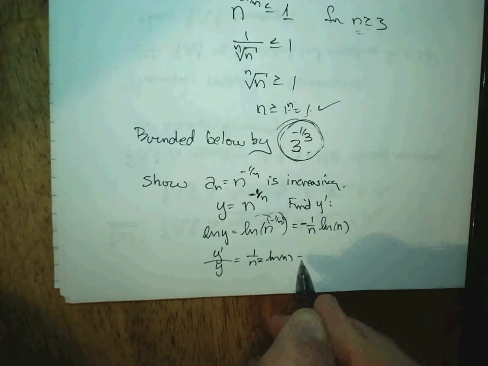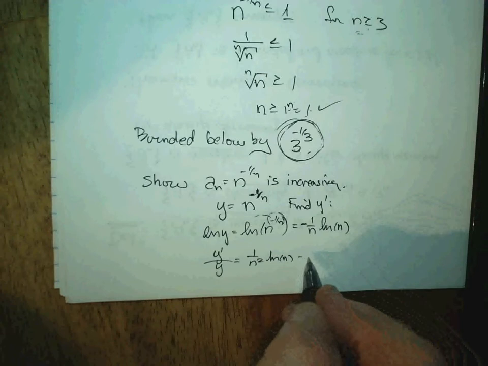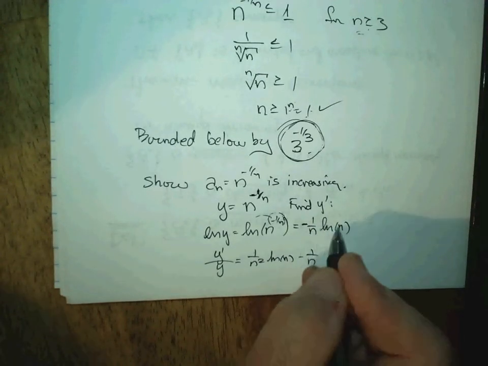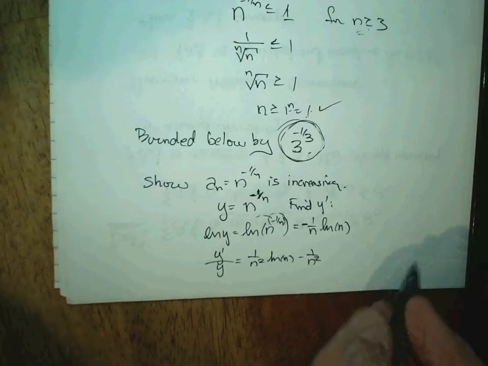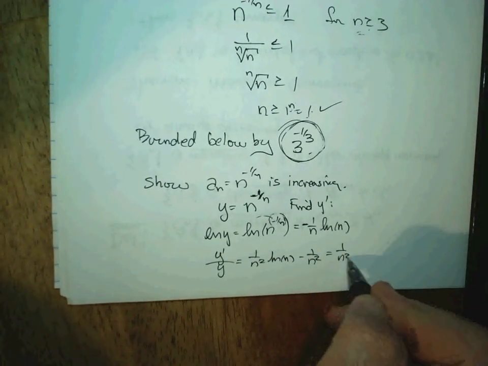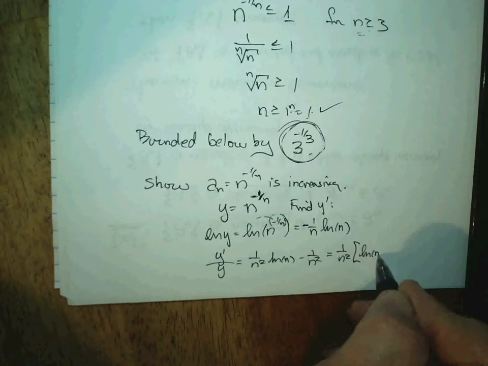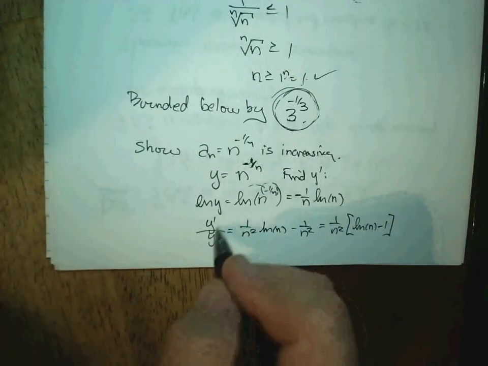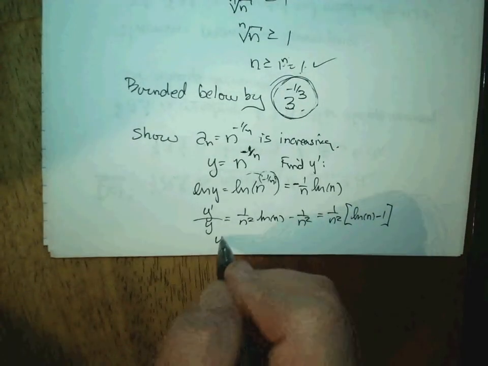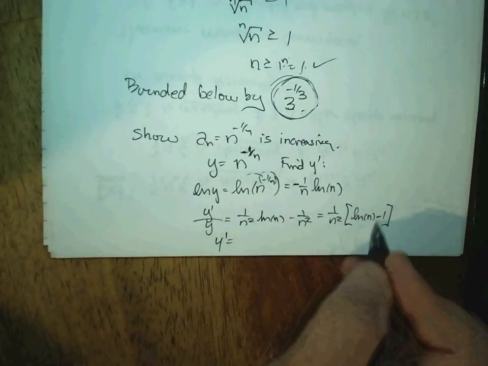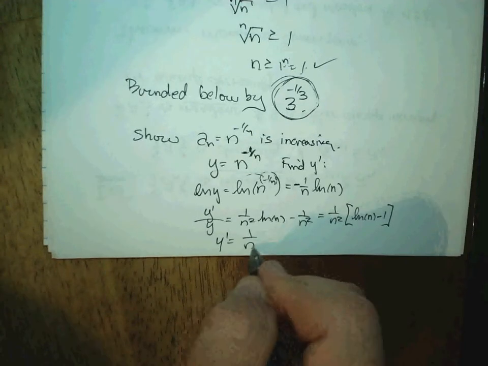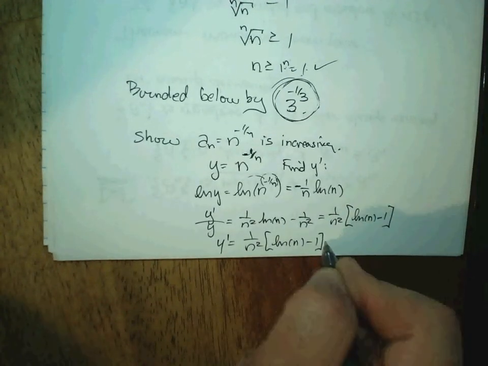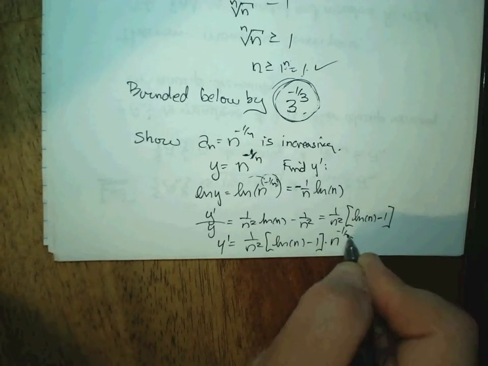The derivative on the right-hand side is going to be the product rule. The derivative of negative 1 over n is 1 over n squared. And the derivative of the natural log of n is 1 over n. So you get negative 1 over n times 1 over n, and you get that, which is 1 over n squared times the natural log of n minus 1. Now, what is y prime then? It's this times y.